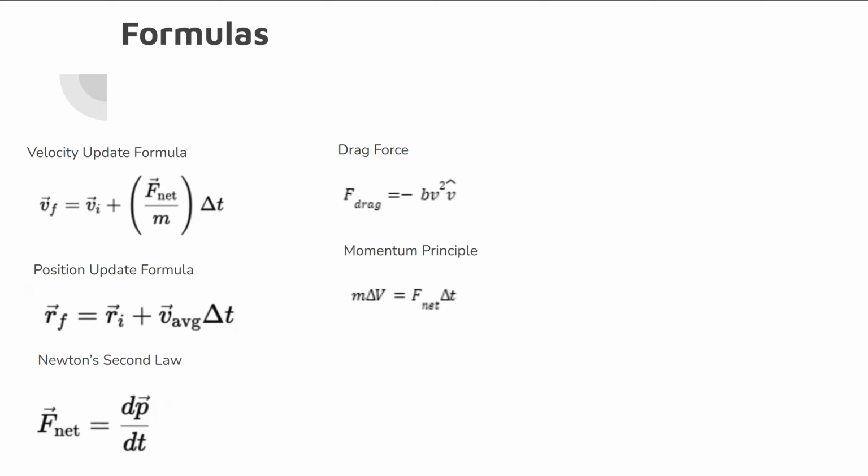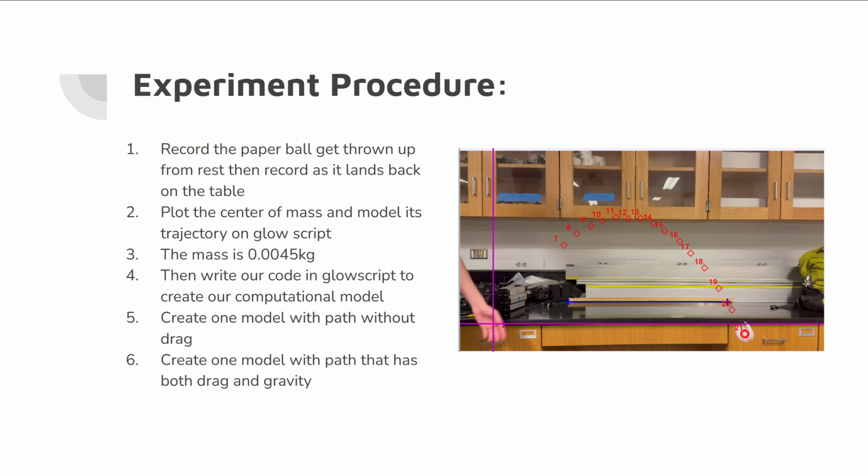Some formulas we'll use are the velocity update formula, position update formula, Newton's second law, drag force, and momentum principle. So our experimental procedure is we first record the ball getting thrown up from rest and record it as it lands back on the table. We plot the center of mass and model its trajectory on Tracker. The mass of the paper ball is 0.0045 kilograms.